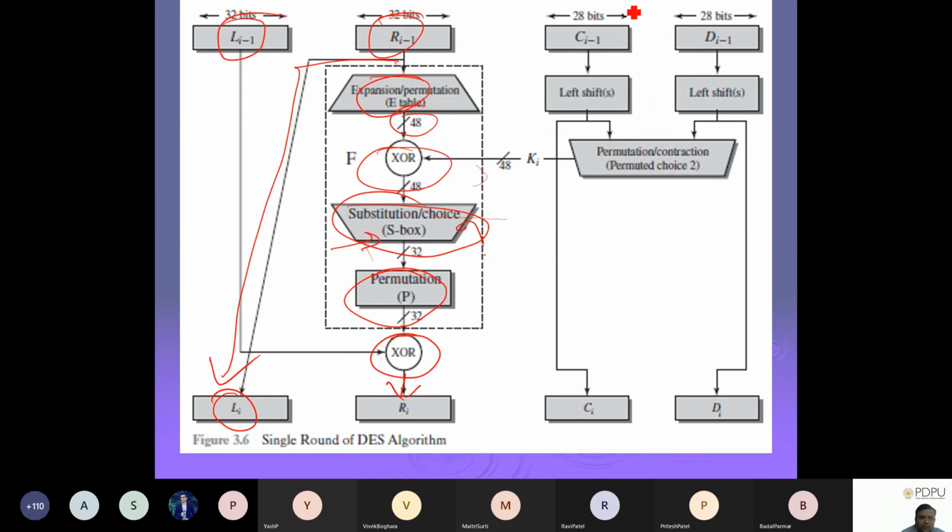And similarly in terms of the key, because our key is 56 bits, right? From the 56 bits there are two halves, and then they are going to do left shifts. Now the question is, they are writing here shift and bracket s, what does it mean? Why don't they write just shift?